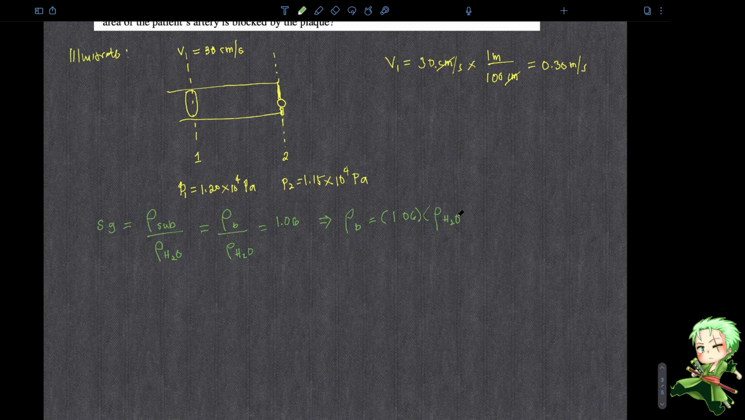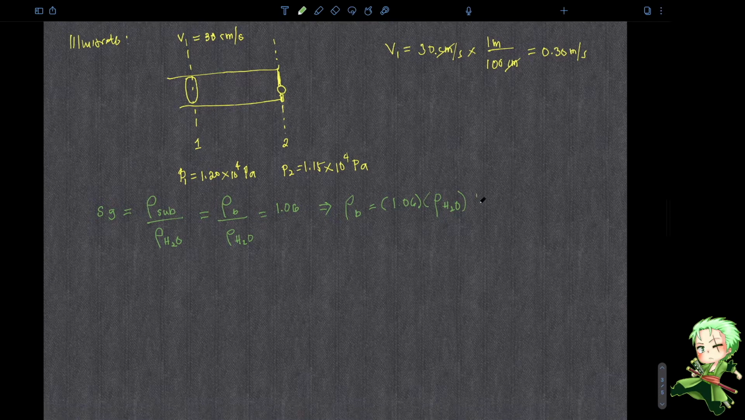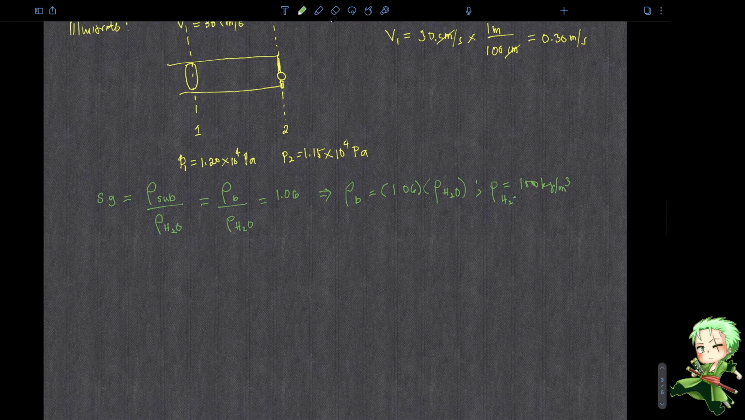And you know that water has a density of 1000 kilograms per cubic meter. So you label that as equation 1. This portion here, you call as your equation 1 because you are going to use this later.